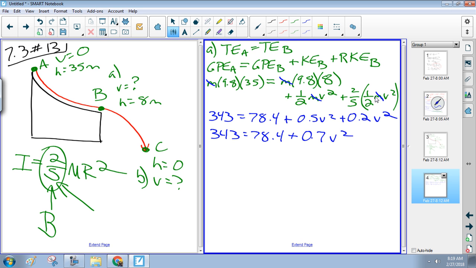So subtract the 78.4, and then algebra. And your v turns out to be, what is it, 19 point something or 16 point something? 19.4. 19.4? Is everybody cool getting from here to here? I hope. All right, so that's part A.